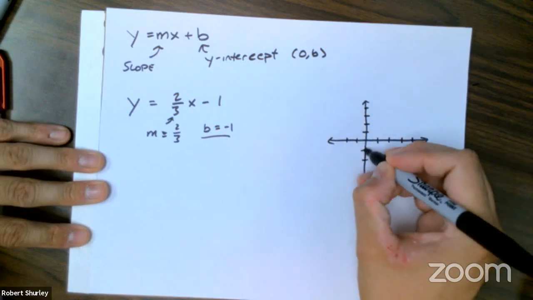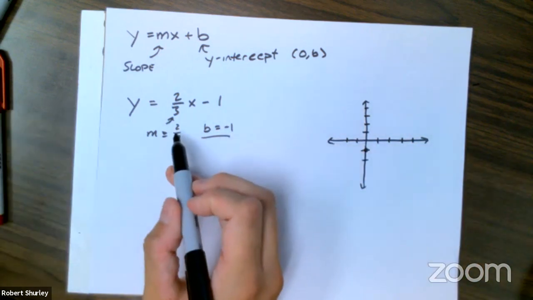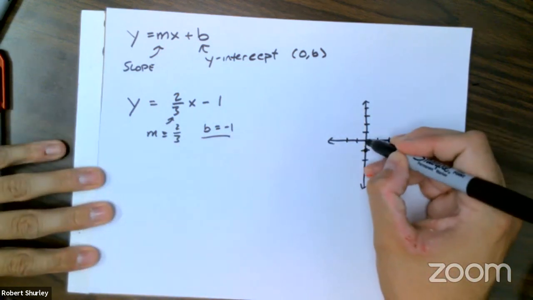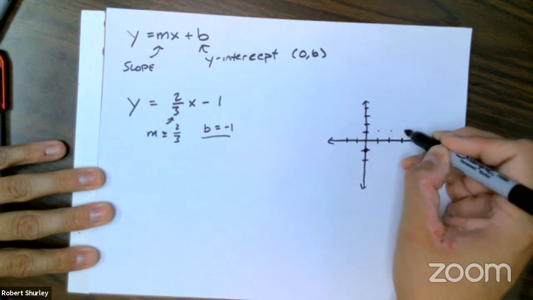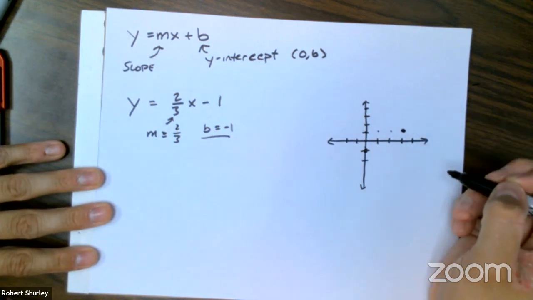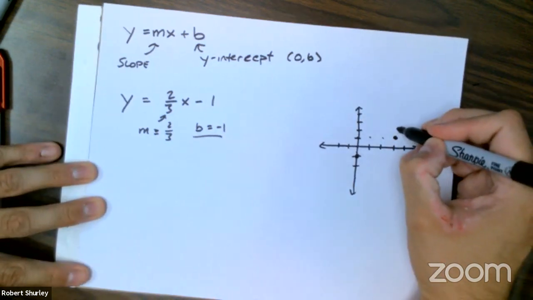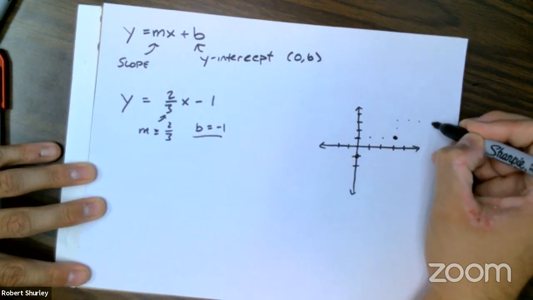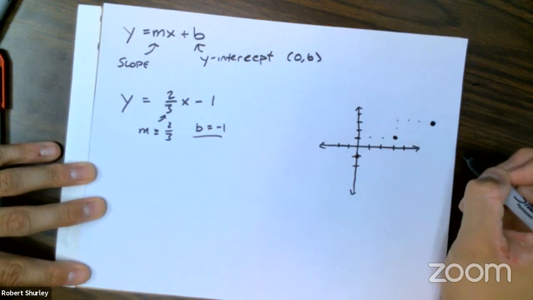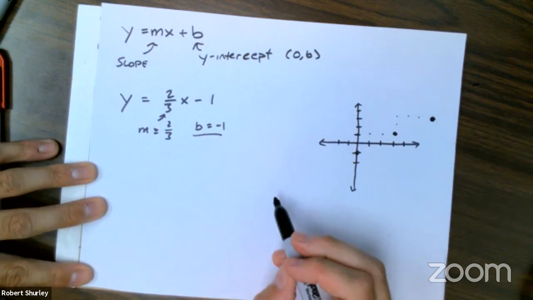And then from here, I can add on the slope. So from here, I'm going to go up 2 and then over 3. Boom, right there. I know I've got another coordinate. If I wanted to keep going, 1, 2, 1, 2, 3, I'd have another coordinate, right? And I could go the other way too if I wanted to.